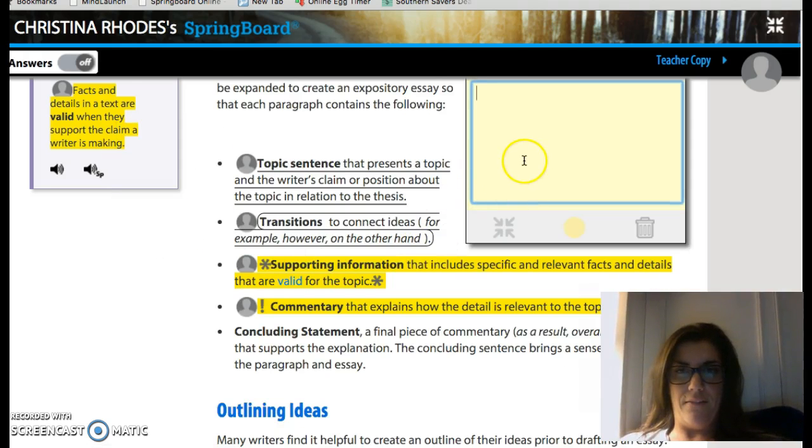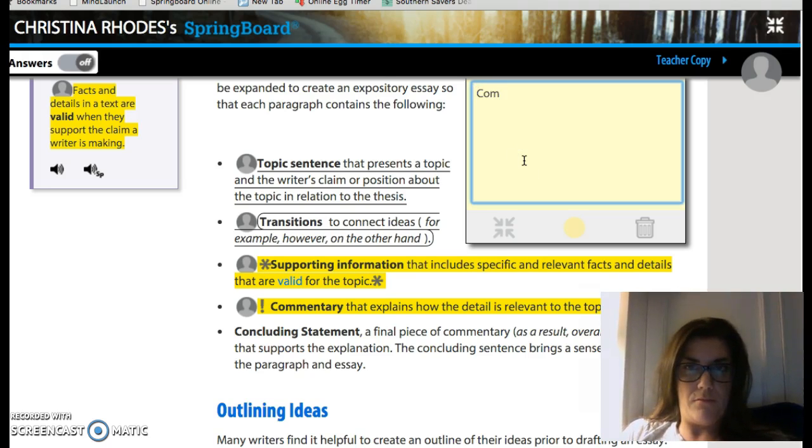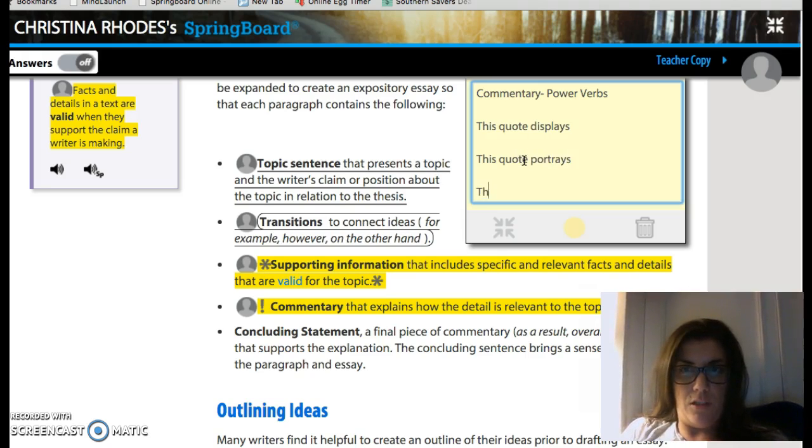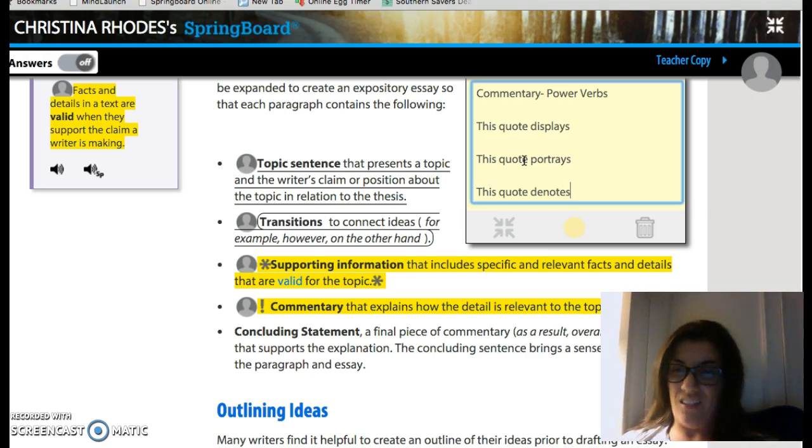you need to have your power verbs. Commentary, you're using those power verbs off that sheet that I gave you. So for example, after every quote, you don't want to say this quote shows, this quote shows, this quote shows. Use different words like this quote displays, this quote portrays, this quote denotes. Okay, you're using these so that your writing does not become stale and boring.